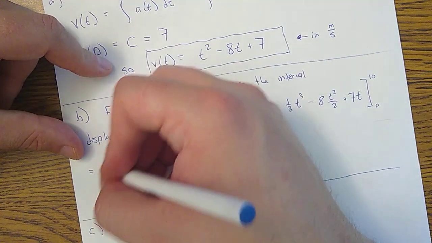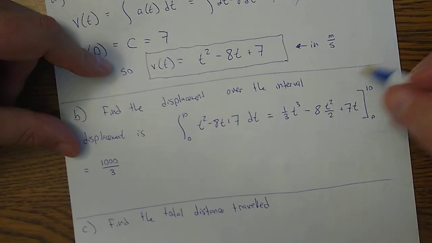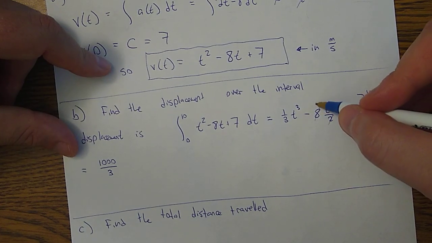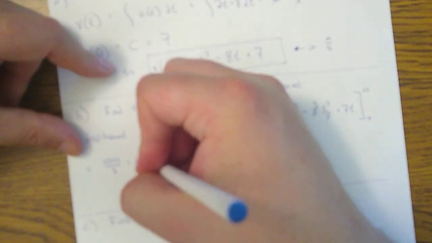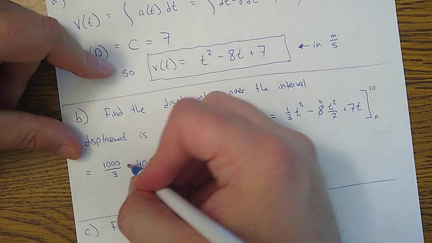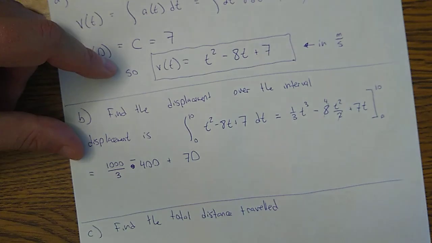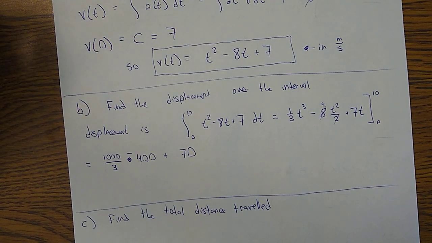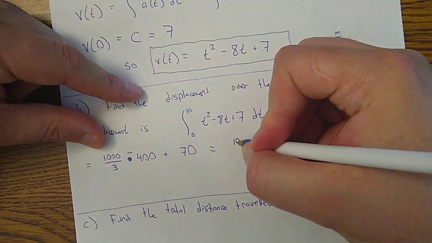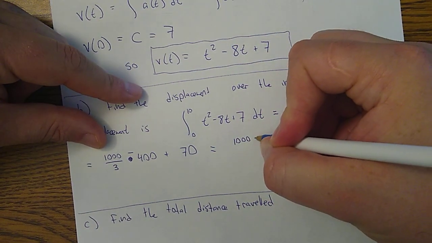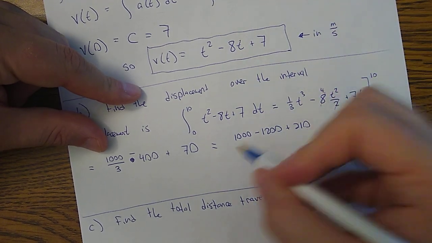So I will get, oh boy, this is kind of big, 1,000 over 3, this is just 4, so 4 times 100, or whoops, minus 400, plus 70. And why don't we get a common denominator? I don't want to be lazy. 1,000 minus 1,200 plus 210.